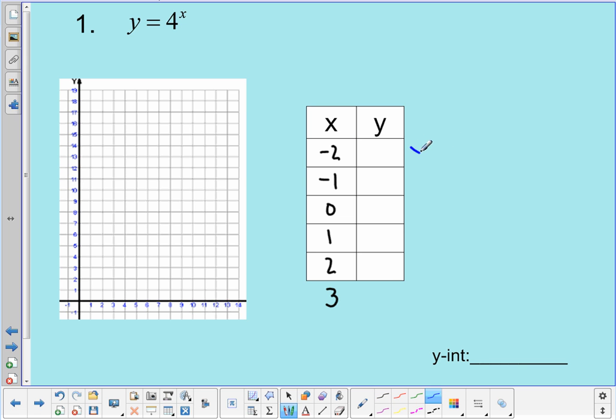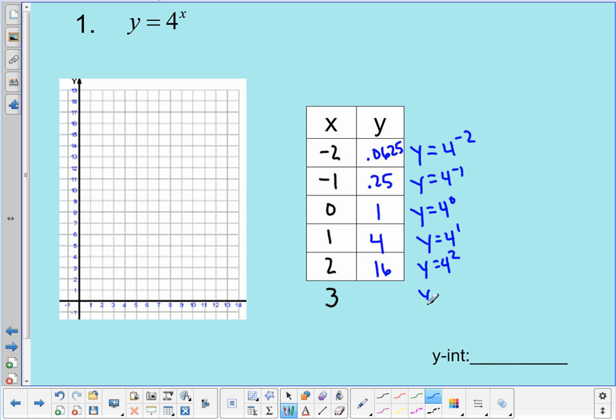So I'm going to plug it in. I've got y is equal to 4 to the -2nd power. Plug that into your calculator and you'll find that you get 0.0625. Then y is equal to 4 to the -1st power, and I get 0.25. Y is equal to 4 to the 0 power, and I get 1, because anything raised to the 0 power is 1. Y is equal to 4 to the 1st power, that's 4. Y equals 4 squared, that's 16. And y is equal to 4 to the 3rd, that's going to give me 64.